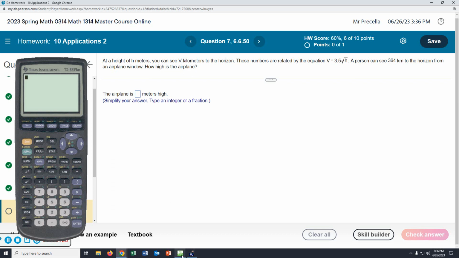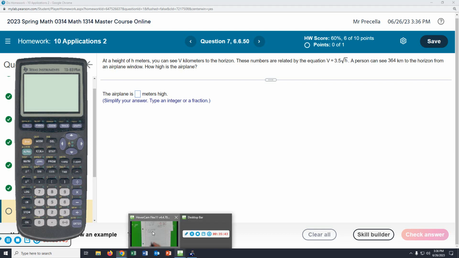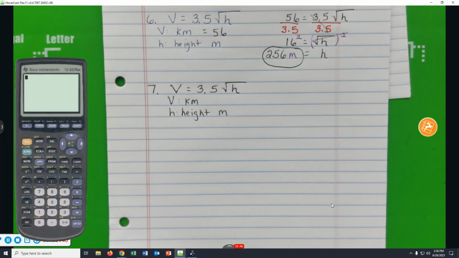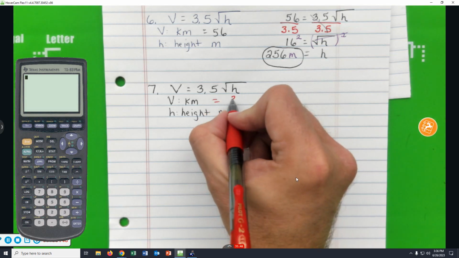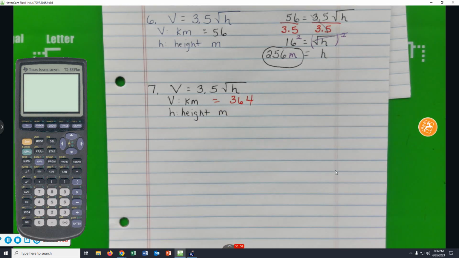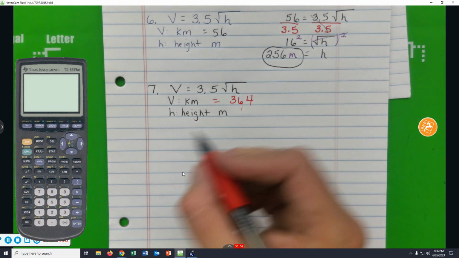Hopefully by now you've got the hang of it. That 364, is that going to be V or is that going to be h? It's kilometers, so which one of them has kilometers? I think it's V. That's right. So let me switch to the paper. I think this one's going to be very similar to number 6. Plug 364 in for V.